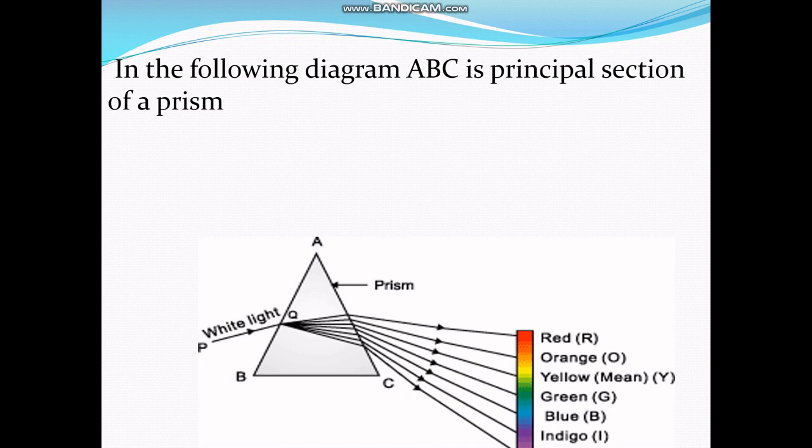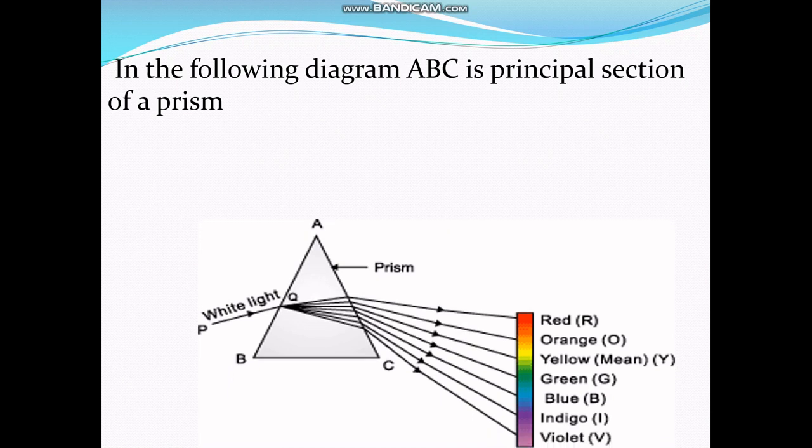Now see in this diagram, you can see over here that white light has entered the prism. Over here, it has broken up into the constituent colors, and here they have further deviated. And the colors that are obtained are from violet to red. You're already aware of these 7 colors.